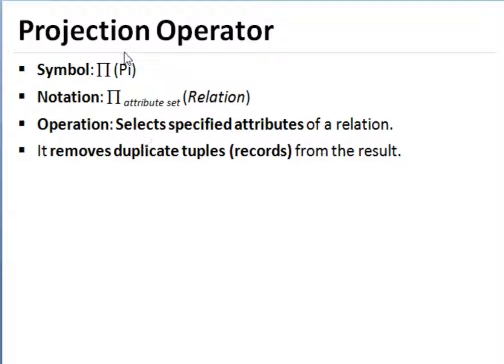Now we have a projection operator. The projection operator is generally used to get or filter the number of columns that we get into the result. The symbol of the projection operator is pi. Okay, for the selection operator we have sigma. The notation or the syntax of the projection operator is pi attribute set. Here attribute set is nothing but the name of a field or a column of our relation.